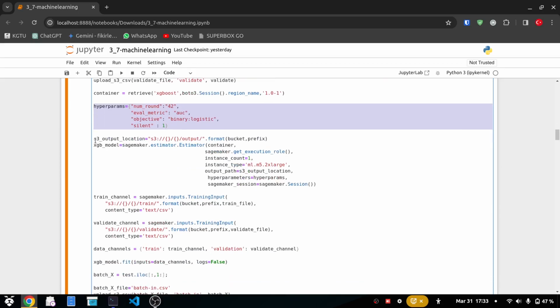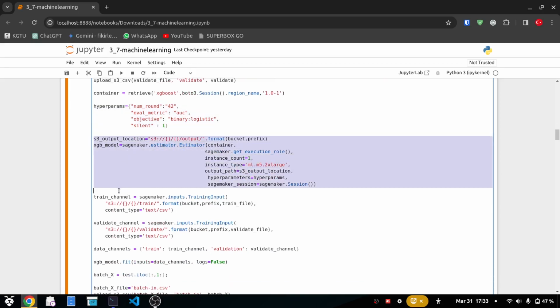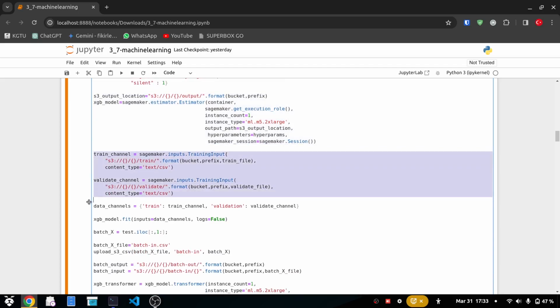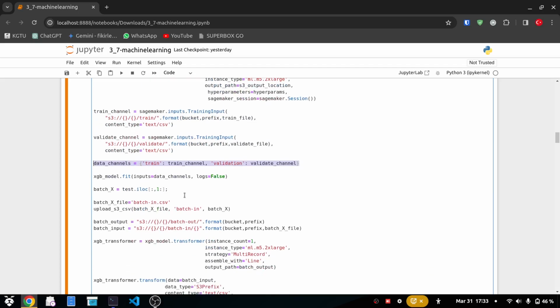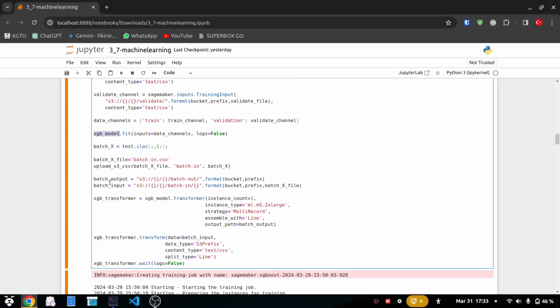So after that, we have the S3 output location also defined, and we are getting our XGBoost model, and we are setting our train and validate data channels. The validate data channel is used for validation purposes. After that, we use the train data channel to train our model.